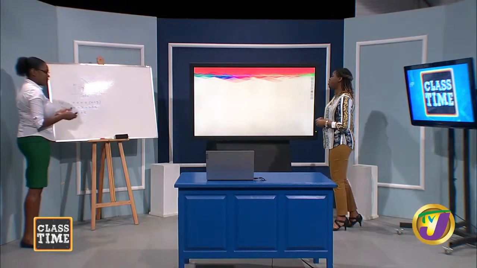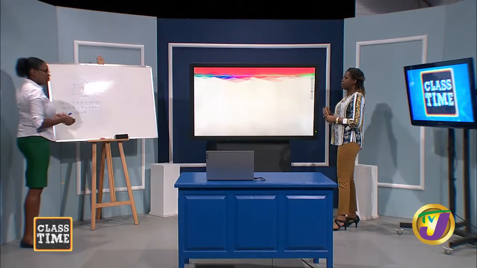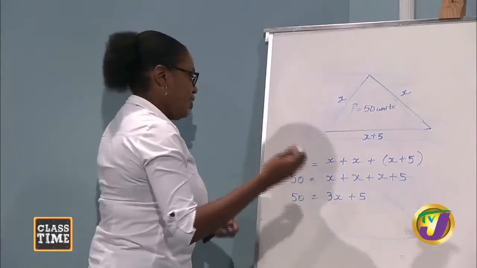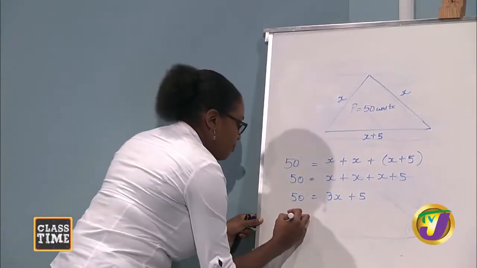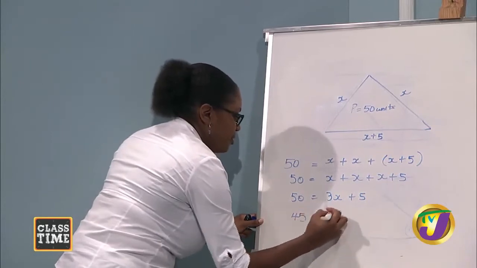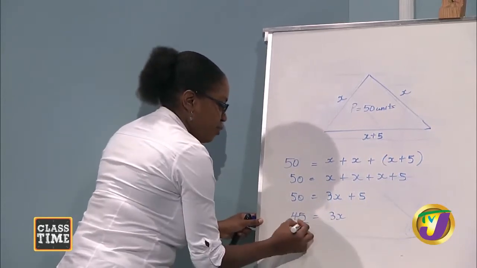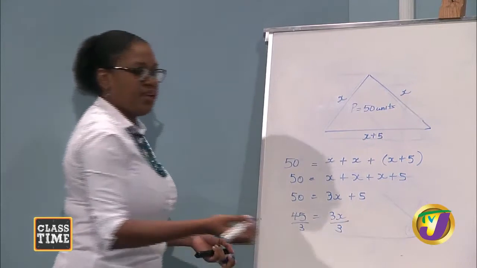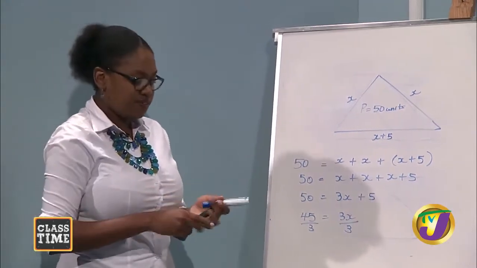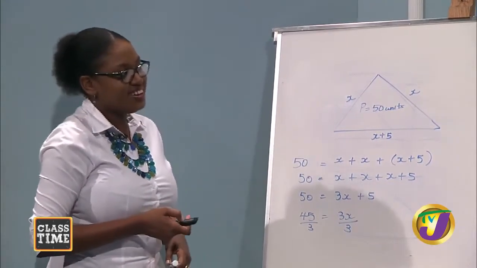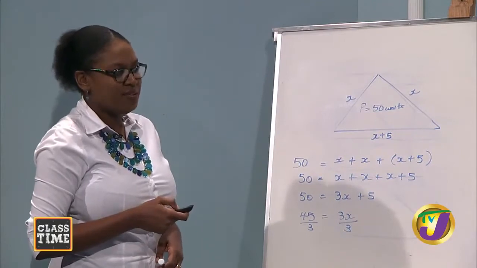So that would give us what? 45. And then we would have to isolate x by dividing by 3. So we divide both sides by 3. And x would give us 15. 45 divided by 3 is 15. So there we have it.